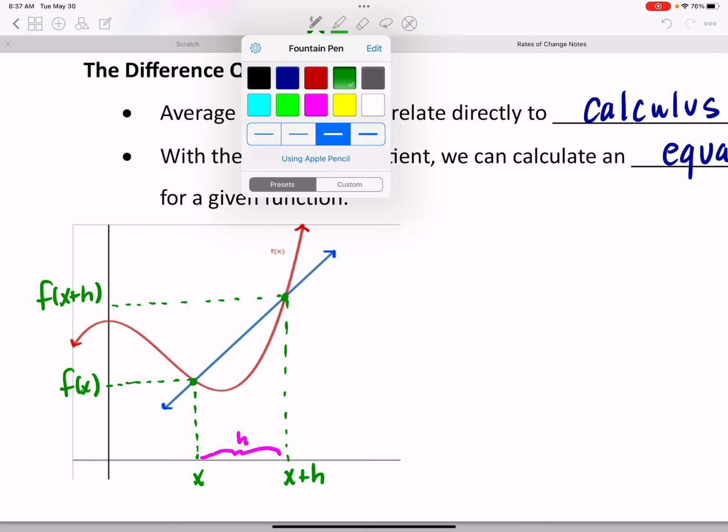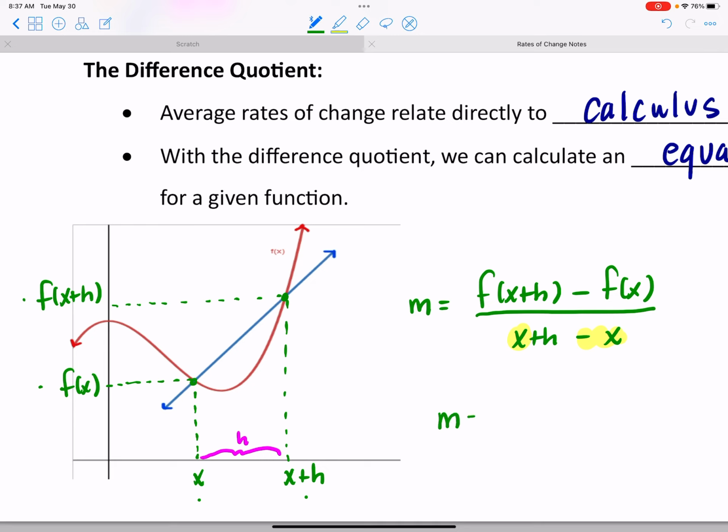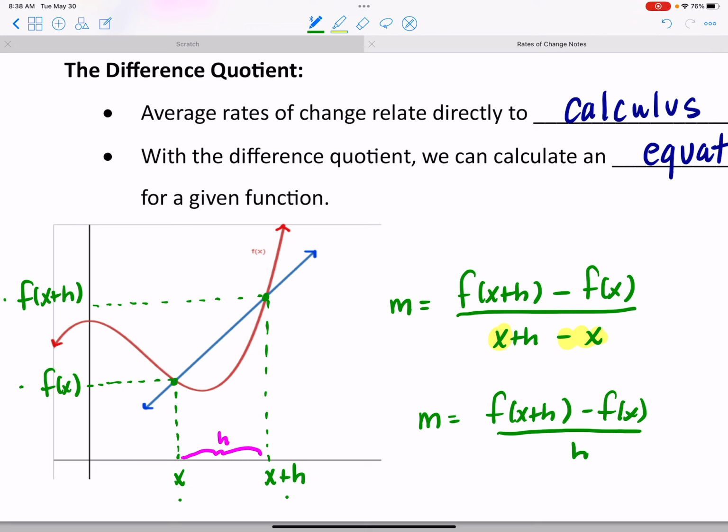So now if I wanted to find my slope, it's my second y value minus my first. So f of x plus h minus f of x. And then we're going to divide by our second x value minus our first. So x plus h minus x. Now in our denominator, notice we have a positive x and a negative x, which are going to cancel. That means our slope is going to be f of x plus h minus f of x just divided by h. And that is the formula for what we call the difference quotient.